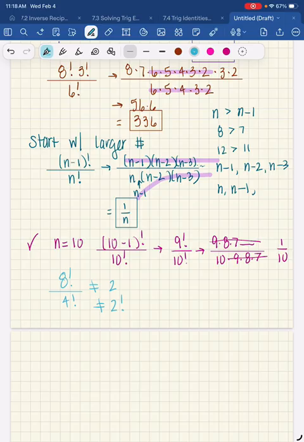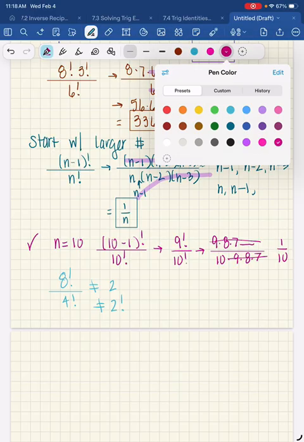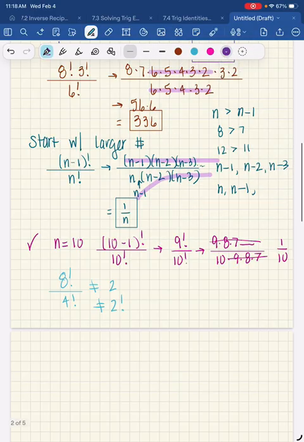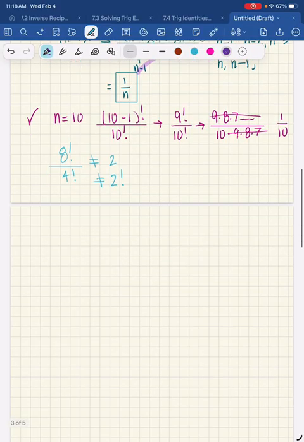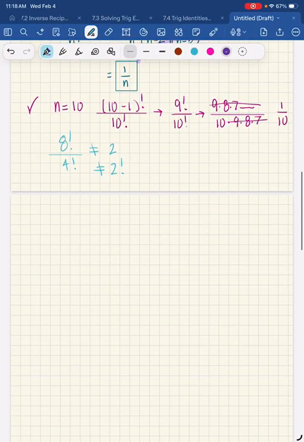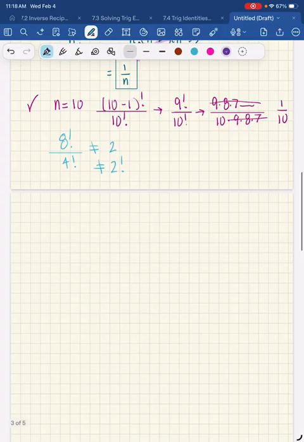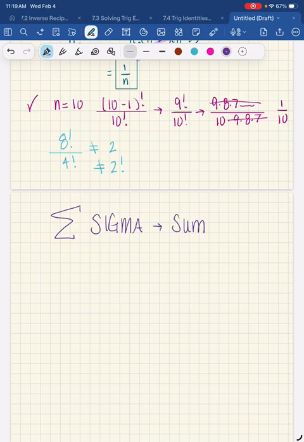Okay, and the last thing I'm going to talk about in this video is what we call summation. So you're going to learn a lot of Greek in your math life. You're going to talk about alpha and beta and theta. You already know pi. We have this funky looking capital S in Greek that is called sigma, and it stands for sum. Sigma stands for sum. Okay.